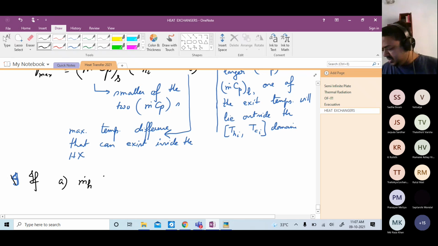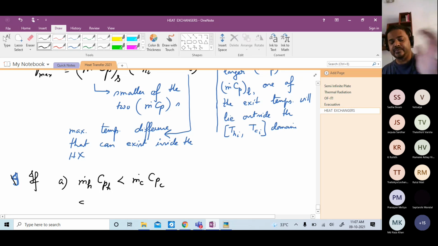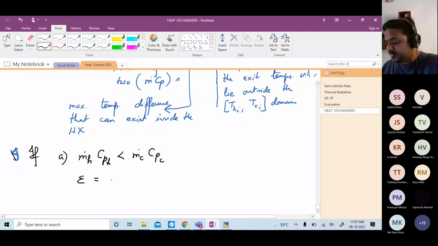So if m dot H CpH is less than m dot C CpC, then effectiveness, I will write it in this form. The denominator will therefore be m dot H CpH. So in the numerator also, I will use the hot fluid energy change, so that the specific heats get cancelled out.